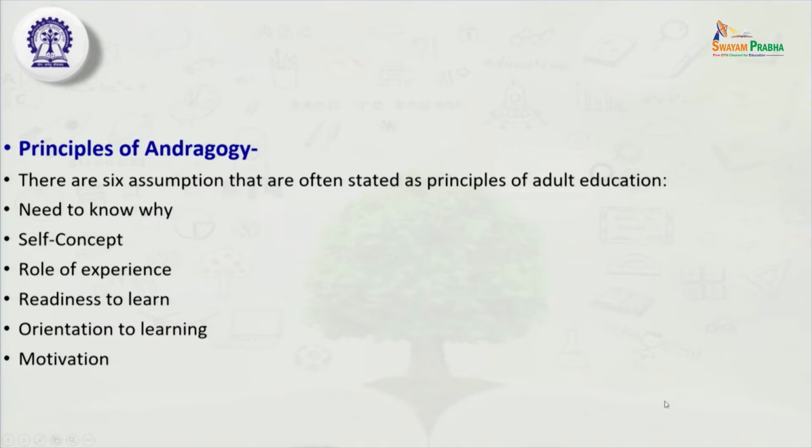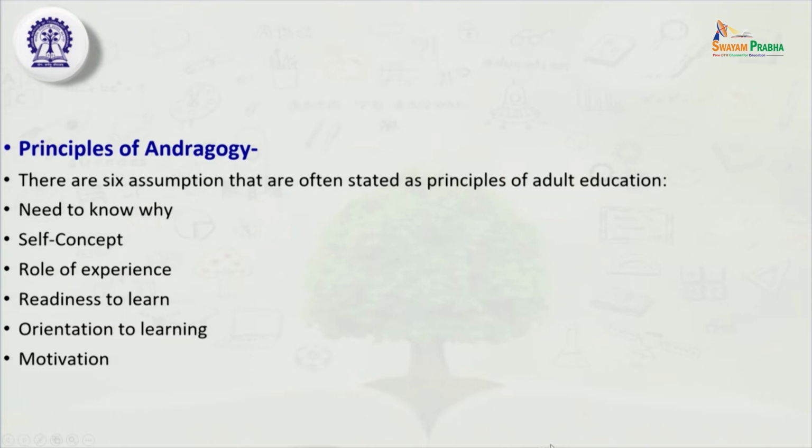The first is the need to know why. When the adult learner learns, he has to understand why he is learning. It is not only the know what and know how, but the know why also: why he has picked up a subject, why he is learning it, and how it is going to add value to his career or life. That is the need to know why. Then self concept: his idea about his own abilities, disabilities, strengths, weaknesses, personality, and how much he knows about himself. That is self concept, self identity.